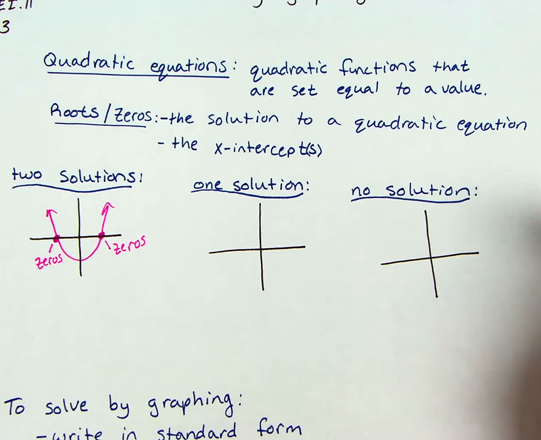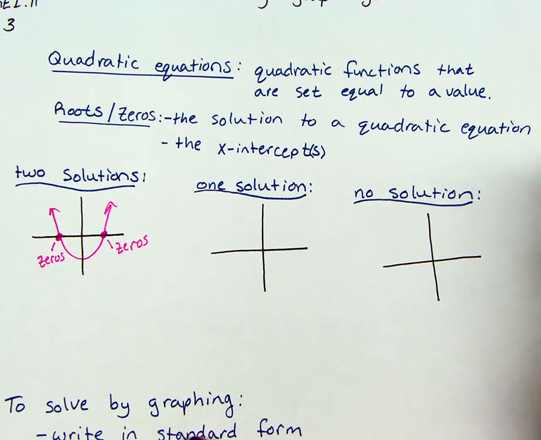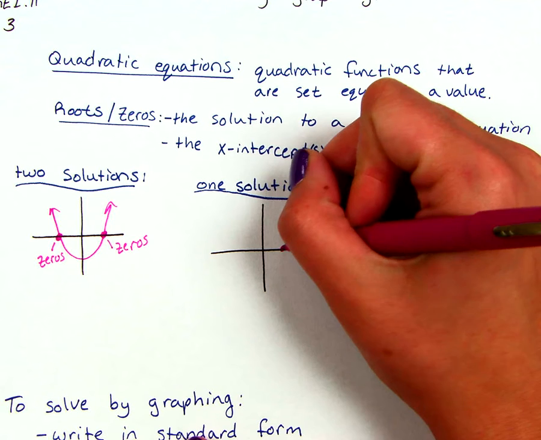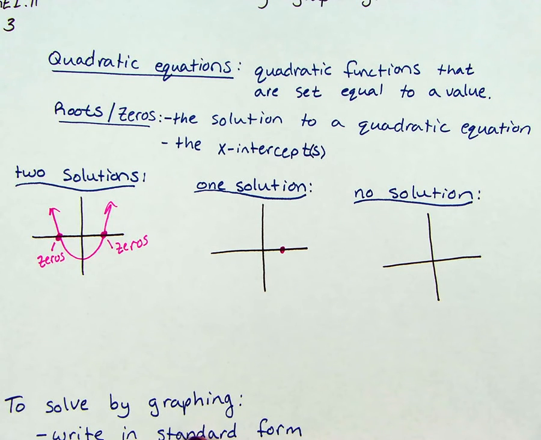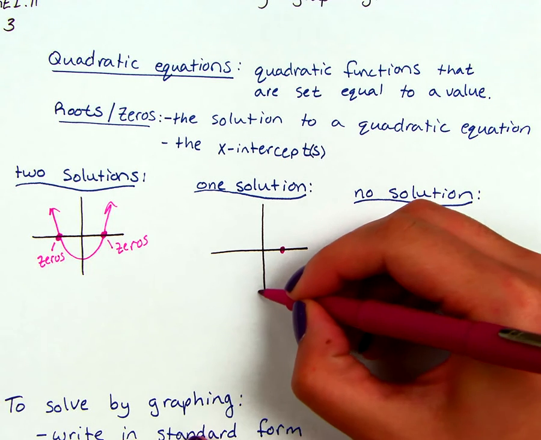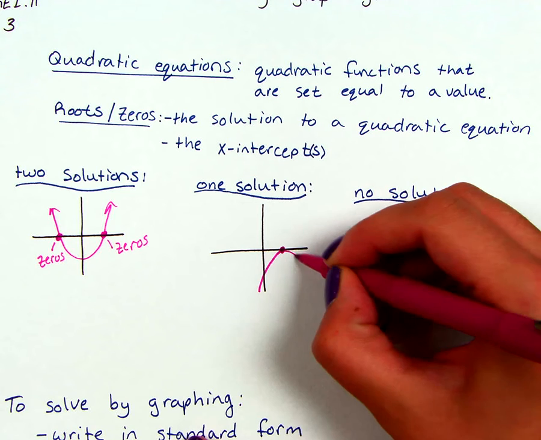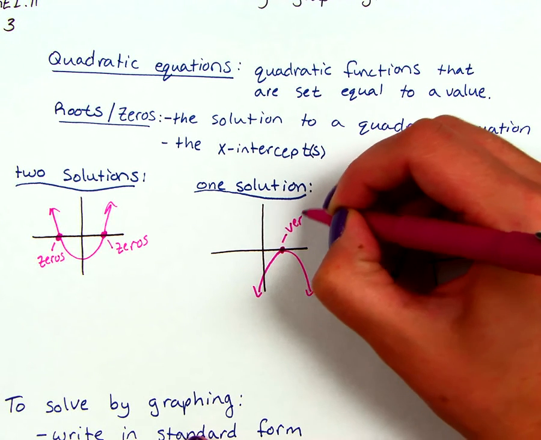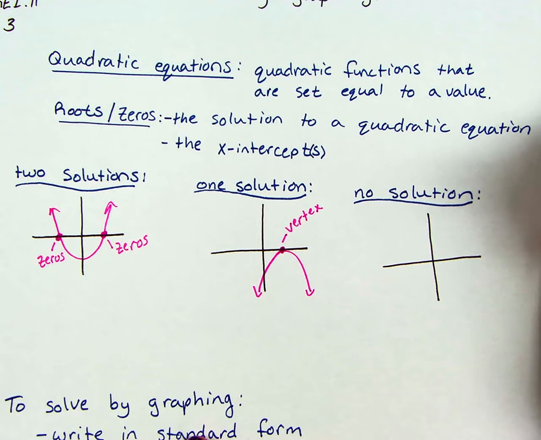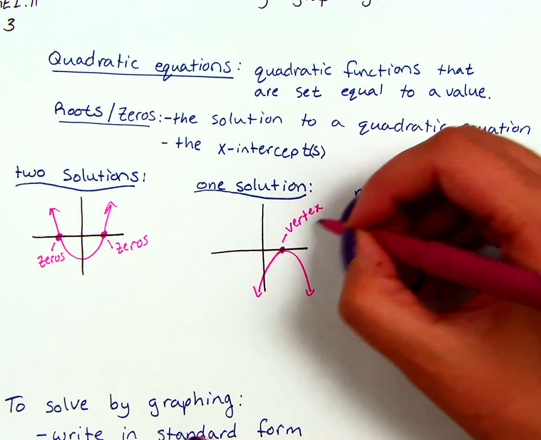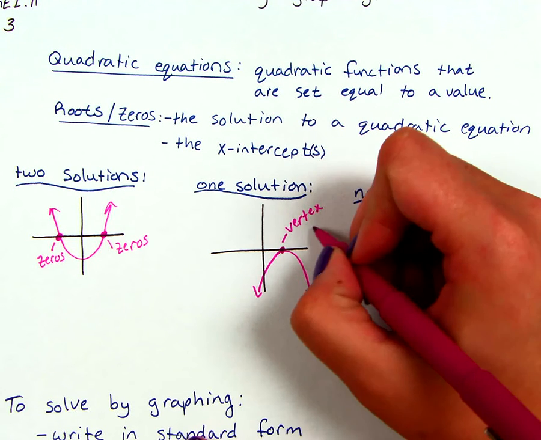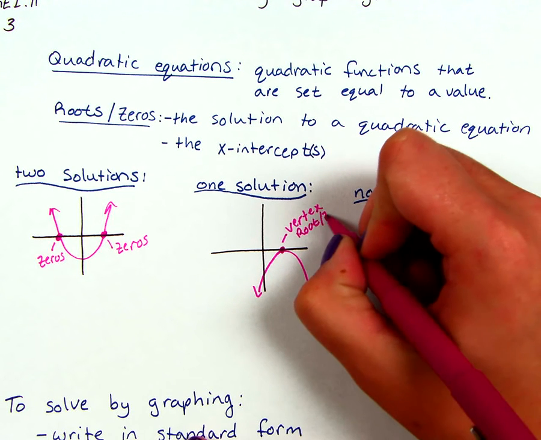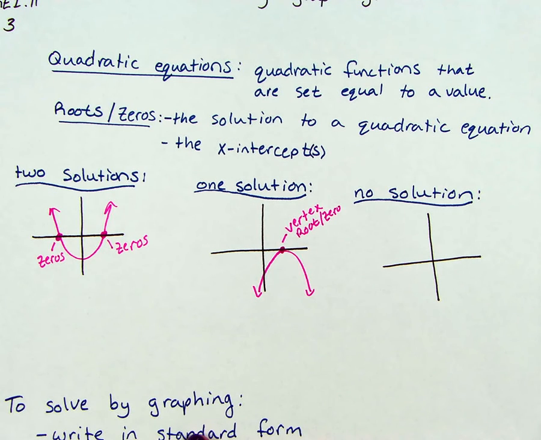If it has one solution, the zero of our function is going to be right on the x-axis. When we're thinking about our U-shape, if we only have one point on the x-axis, this is the vertex. Again, this is called a root or a zero, but we're finding that x-intercept.